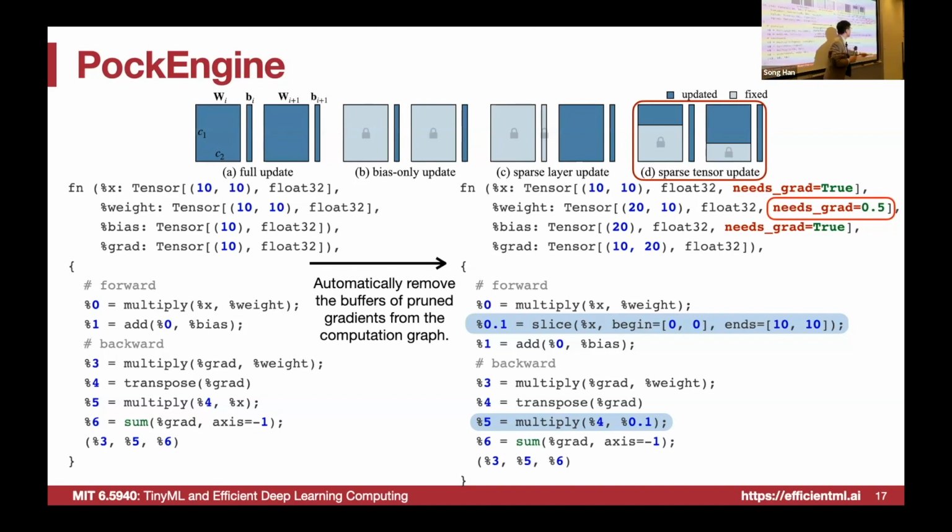We are going to slice 10 dimensions out of 20. Initially, it was 20. And then we are going to multiply with the sliced tensor, rather than multiplying with the full tensor. So in that way, we can save the computation. We can also save the memory to store that activation tensor.